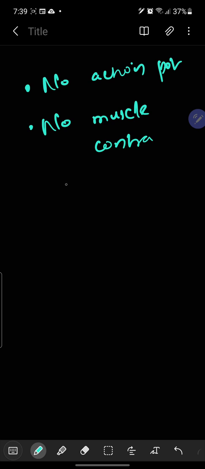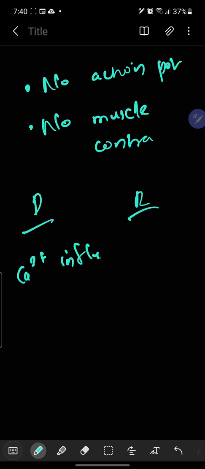An action potential has two phases. That means if the threshold is crossed, there is an action potential. This action potential has two phases: depolarization and repolarization. Depolarization is due to calcium influx. Repolarization is due to potassium efflux.